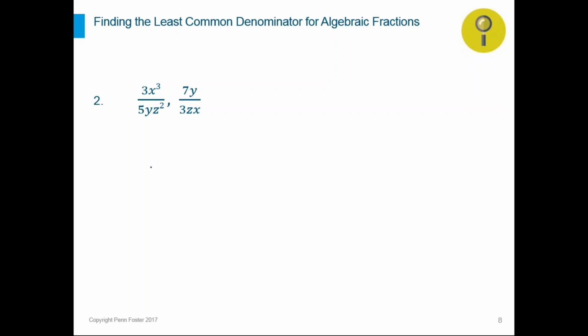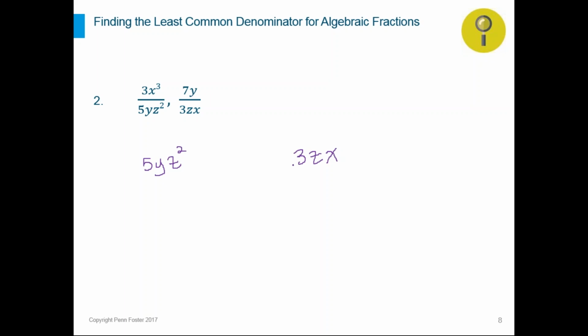I'm going to write the two denominators separately, 5yz to the second, and I have 3zx. I'm going to compare both denominators. I'm going to see what's missing from the one denominator that I don't see in the second denominator and vice versa, and this is how I'm going to come up with the factors I'm going to use.